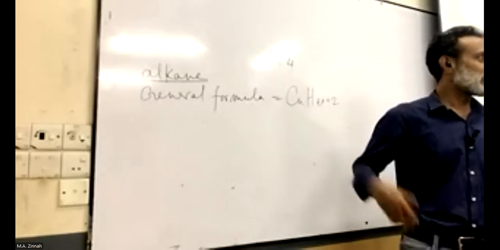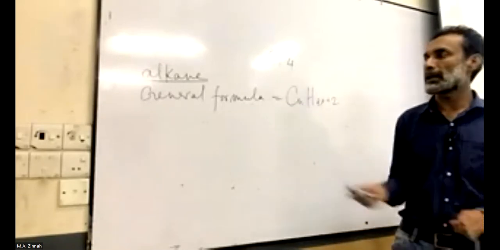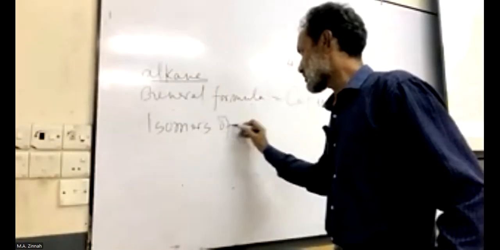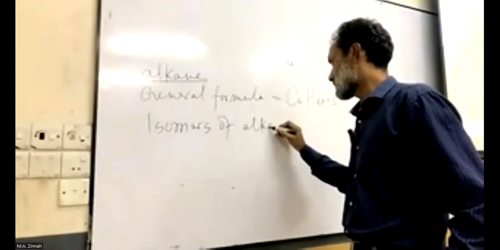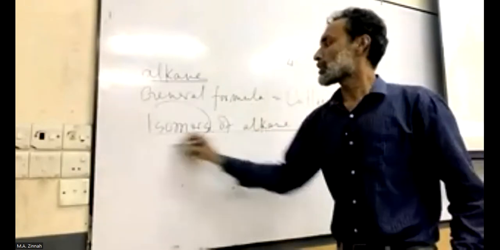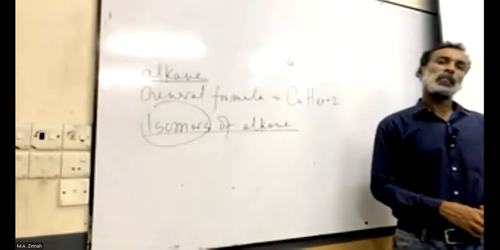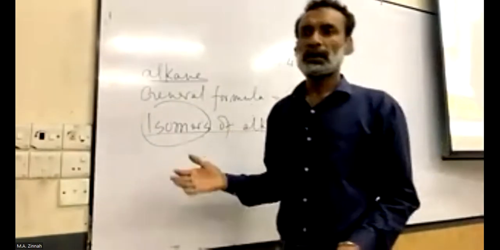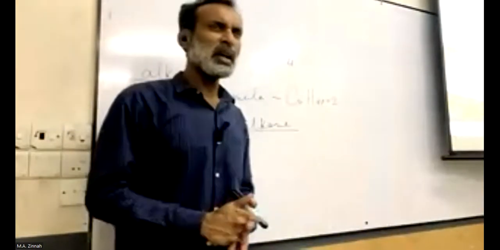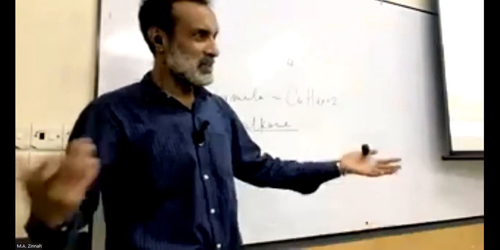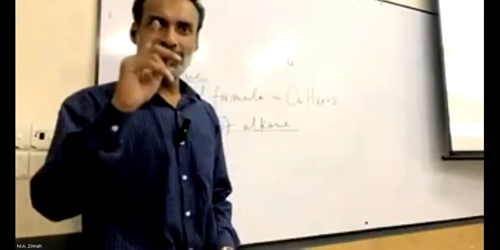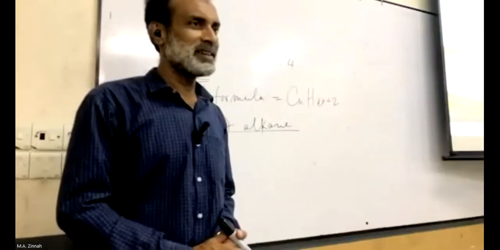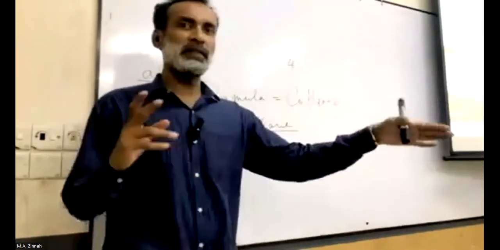Isomerism. The next thing is isomers or isomerism of alkane. I write here: isomers of alkane. Isomers means different compounds. What does isomer mean? Different compounds. All the compounds are different. Why different compounds here? Yes, different compounds with the same molecular formula. Understand? Not only different compounds.